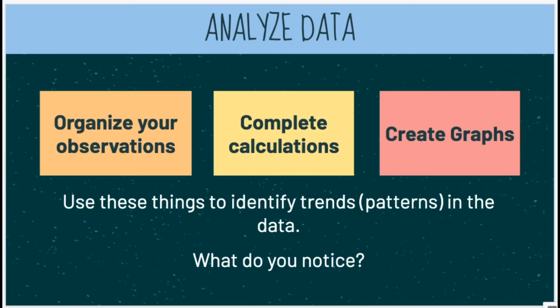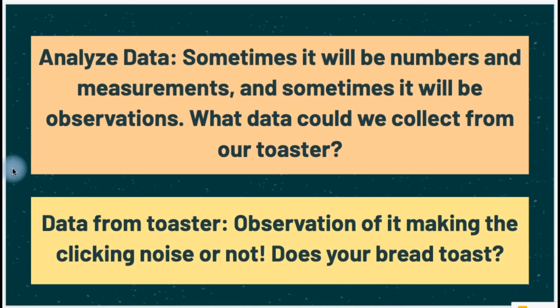Okay, so you don't need to write anything down on the next slide, but I want you to know that sometimes your data will be numbers and measurements, and sometimes it will be observations. So in this toaster example, we're not going to have numbers or measurements, but we will have observations. So your observation from your toaster could be, does it make a clicking noise or not? Does your bread toast? Does it heat up? Does it stay the same?